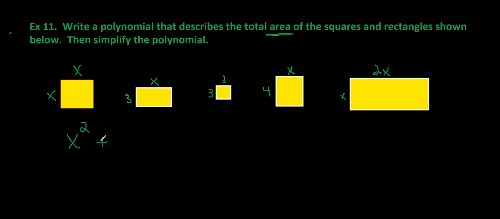And then I'm going to add these together. The area of this second one is 3 times x, which is 3x. This little box is 3 times 3, so the area of this little box is 9. 4 times x is 4x. And 2x times x is 2x to the second power.